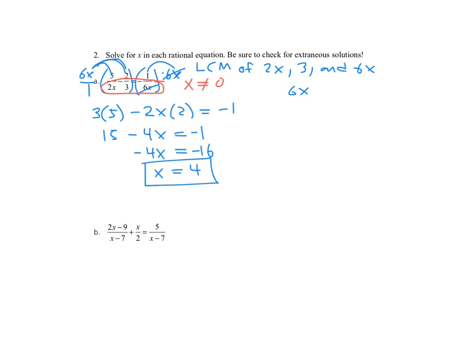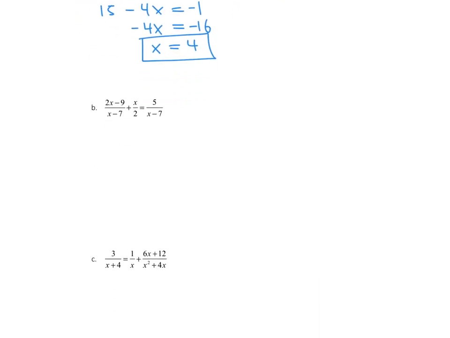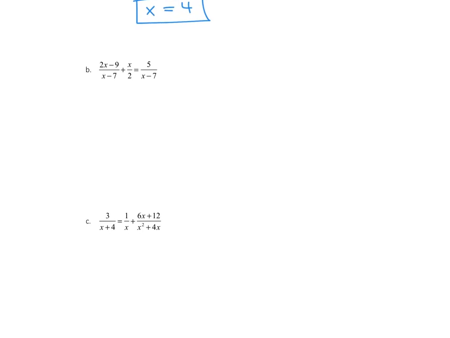Okay, next one, two more. And the next one, our least common denominator, or least common multiple of the denominators. We've got 2 factors in the bottom. There's an x minus 7 and a 2. So both of those are going to need to be included in the least common multiple. So I'm going to multiply both sides by both x minus 7 and 2.